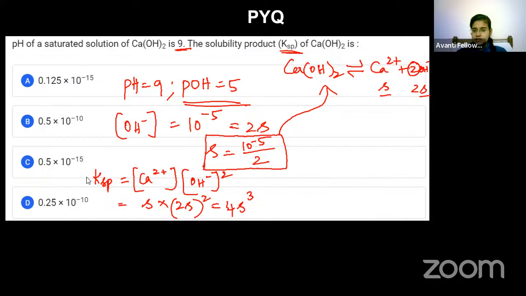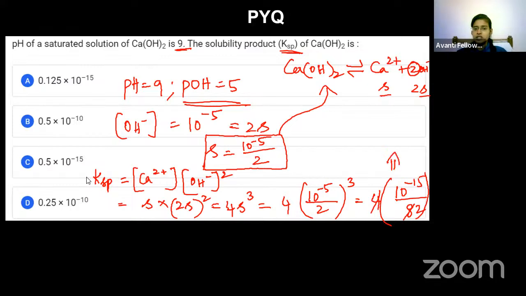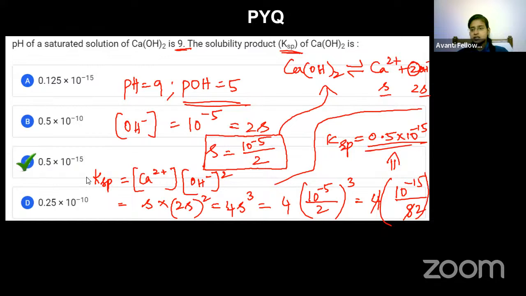So if I substitute the S value, what will I get? 4 into 10 to the power minus 5 by 2 the whole cube. If I take the cube of this, I will get 4 into 10 to the power minus 15 divided by 8. 2 cube is 8, right? So it will be 10 to the power minus 15 by 2. So 1 by 2 is nothing but 0.5. So it is 0.5 into 10 to the power minus 15, which is the value for KSP. So option C is the correct answer for this question.